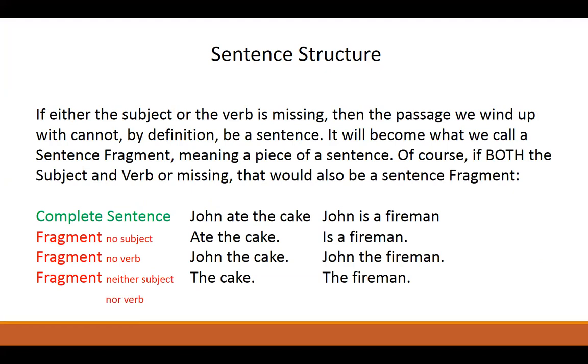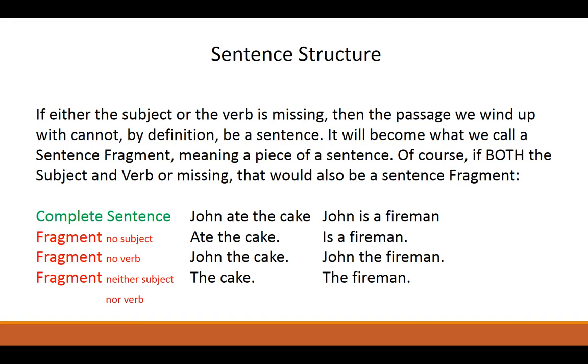Now, if the subject or the verb is missing, or both, then the passage we wind up with cannot by definition be a sentence. It will become what we call a sentence fragment, meaning a piece of a sentence. Of course, if both the subject and the verb are missing, that's also a sentence fragment. So we look at our complete sentences: John ate the cake, and John is a fireman. So we have a fragment with no subject, ate the cake. Well, we don't know who ate the cake. Or is a fireman. We don't know who is a fireman.